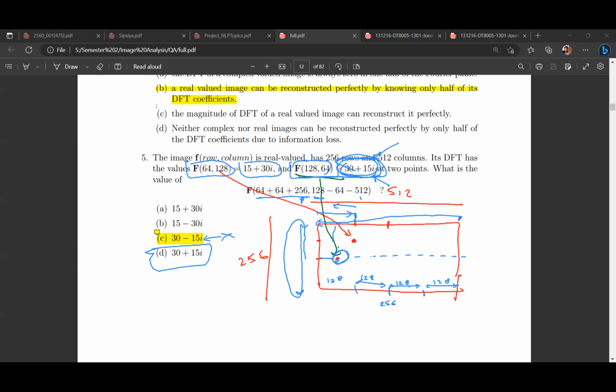Okay. Understood? So why is it not 15 plus 30i? When we check the values, we landed on this point, but the value of this point is already given. This is the value, 30 plus 59. Oh, we had that already. Okay. Fine. So we gave the points, and in the modular operation, when we went round and round, we landed on top of the same point. So the value is already given.